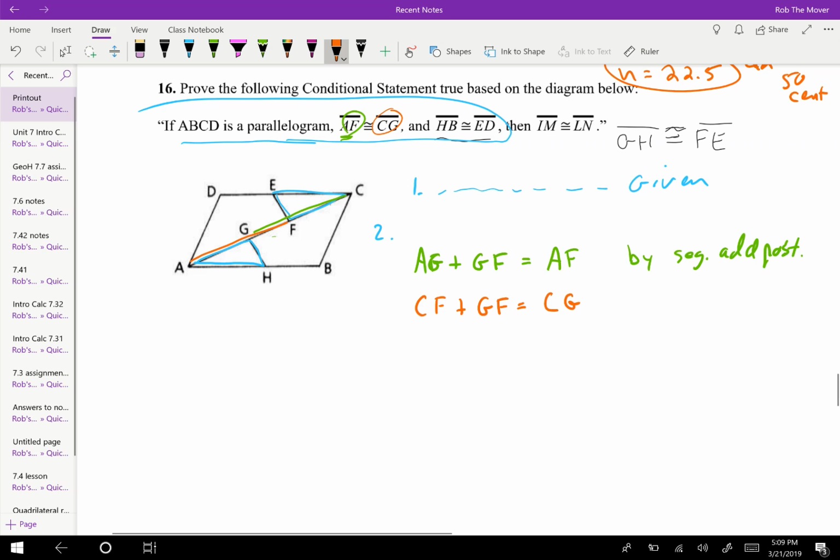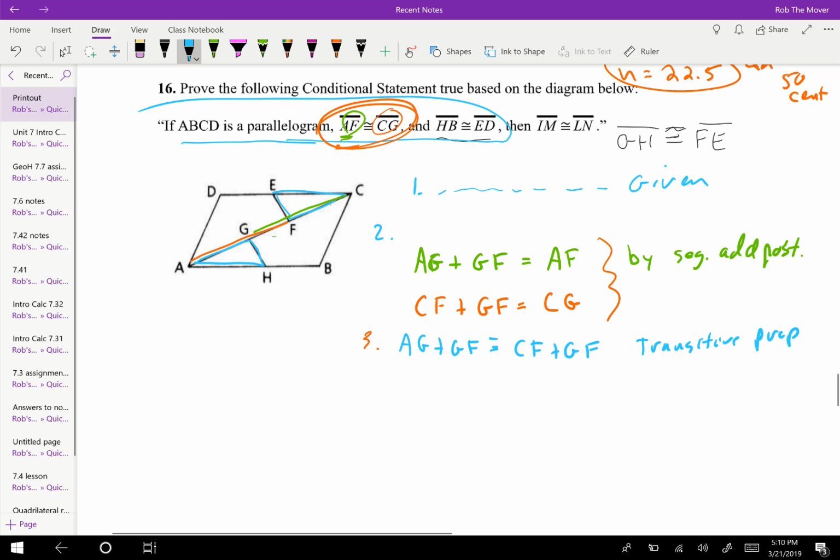Okay. Now look, the point there is that we kind of knew what was happening already. Both of those are by the segment addition postulate. But because we're given that they're congruent, now I can say they're equal in length. So the third thing I want to say is, I've allowed you to say because they're congruent, they're equal, but you have to give a reason here. So AG plus GF is equal to CF plus GF. That's by transitive property.